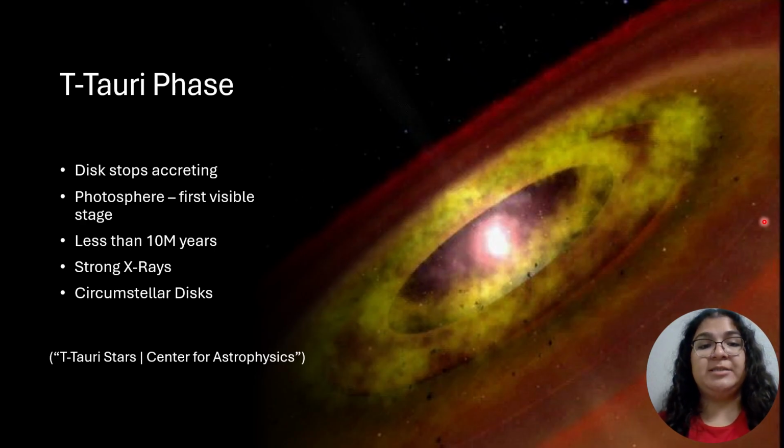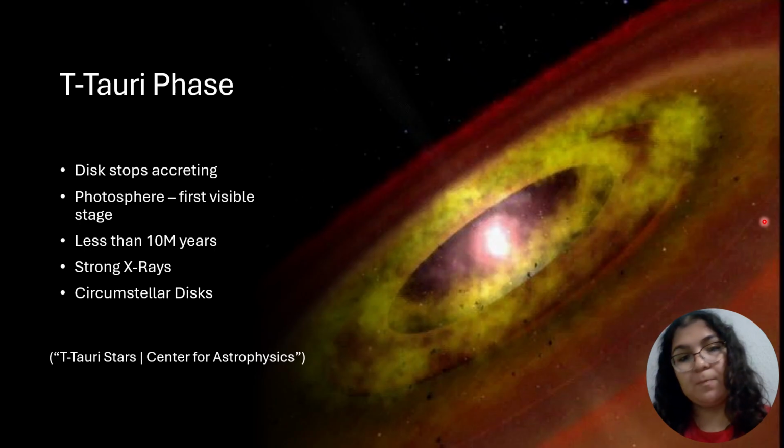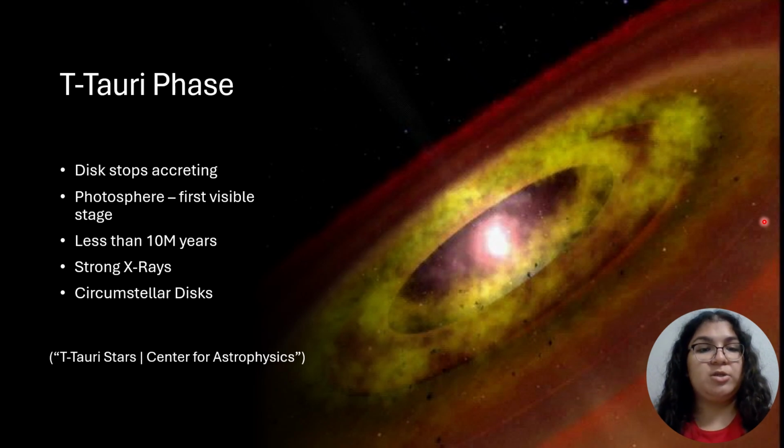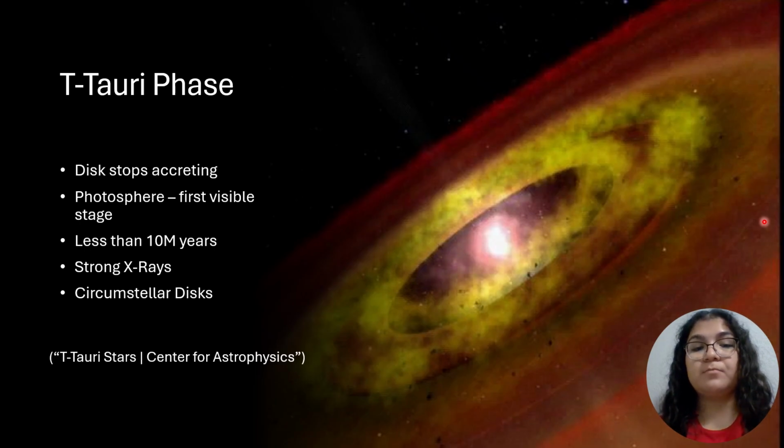So during this stage is the first time where the light emitted from stars is visible from the photosphere, which is the visible outermost layer of a star. At this point, the process of accretion comes to an end, making the photosphere into the source's radiation. T-Tauri stars are still incredibly young, being less than 10 million years old, but they still produce strong X-rays through coronal activity, actually X-rays similar to those that our sun produces.